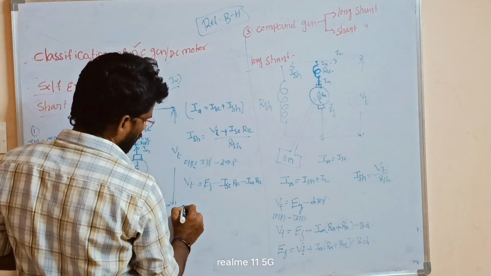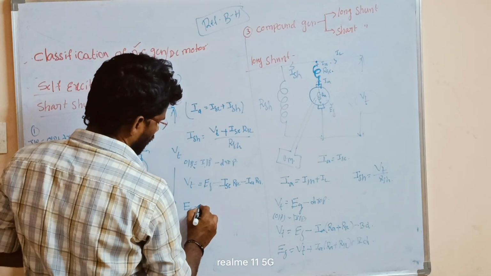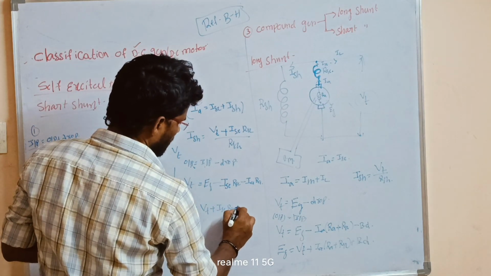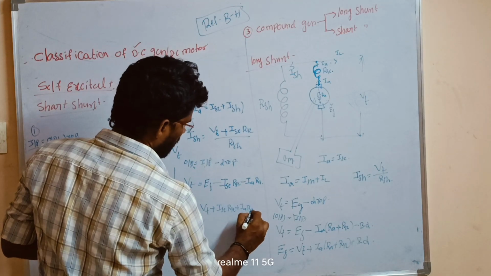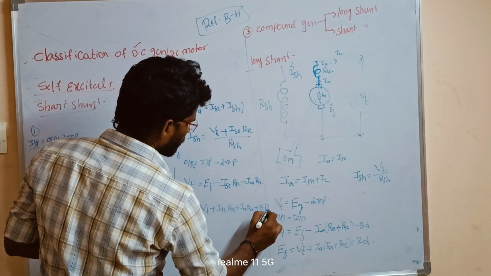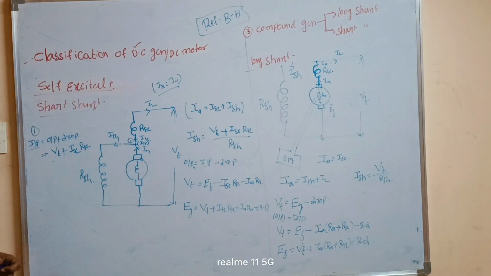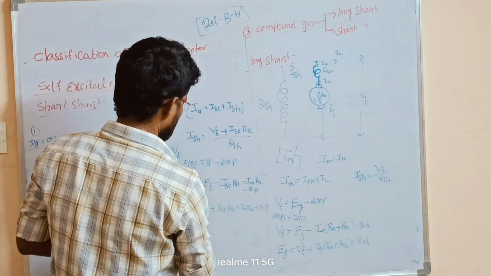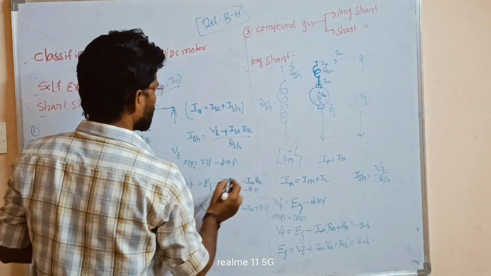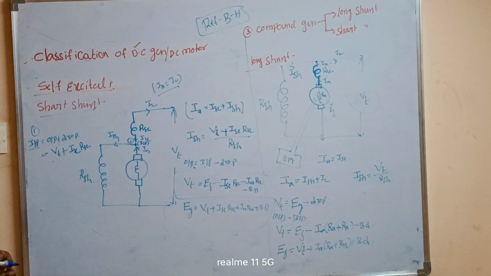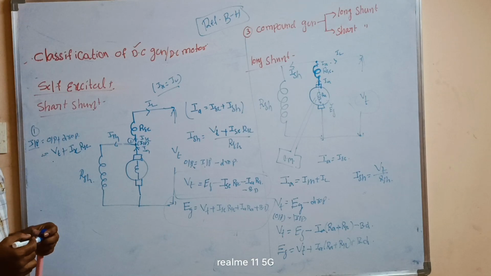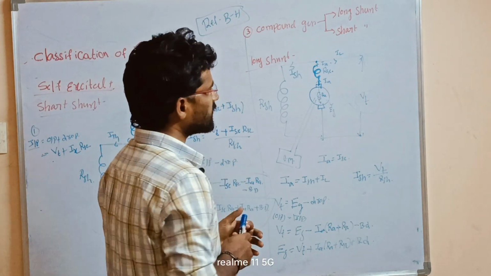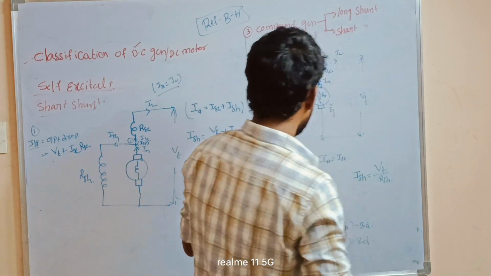So again we can find out EG is equal to VT plus ISC RSC plus IA RA. Again we can add BD, the brush voltage drop. Here also we are including the BD voltage. Okay, this is nothing but the voltage relations of the self-excited generator. In parallel we can write the motor's equations, similarly.